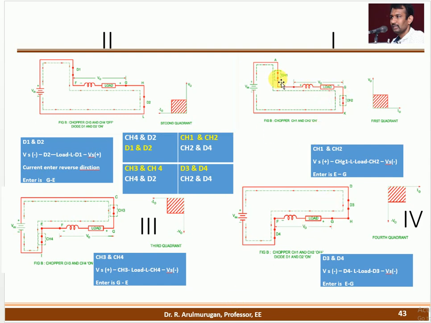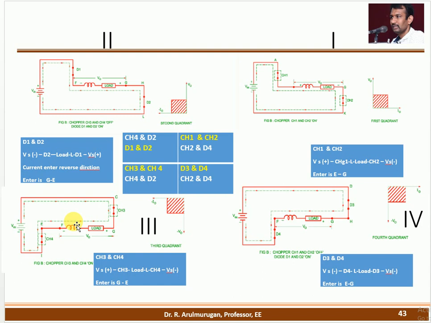See, the switches are closed like that. Okay, quadrant number 1 is forward motoring, source to the load. Then the second quadrant is forward braking, load to the source. The arrow mark is in the opposite direction, load to the source. The next one, what is the third? Reverse motoring, source to the load direction.